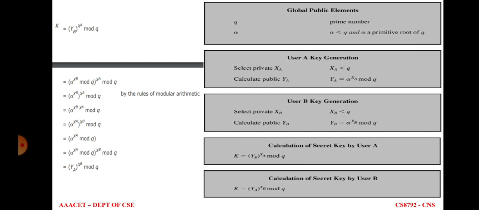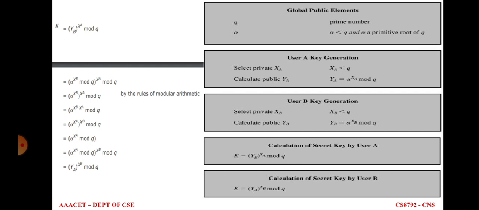In the first step we simplify by writing one mod Q instead of two mod Q values. So in this step also we write two modular arithmetic values as a single modular value. From this step, alpha power XA mod Q is equal to YA, the second public value generated by user A. So the term is replaced by YA power XB mod Q. This is the secret key value that is generated by user B.